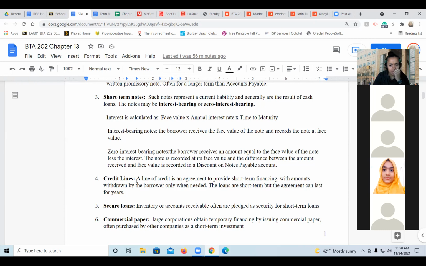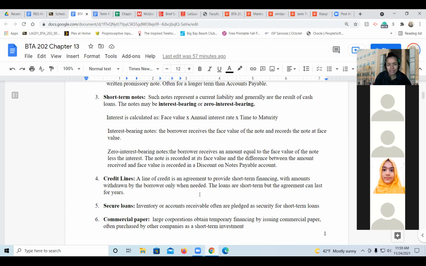So this is something like a formal agreement that is made, and then the company can draw down the money as and when they need it. And even though it is a current liability because it will have to be paid back fairly quickly, some of these lines of credit, the companies have agreements with the bank for many years, but just because the agreement is with the bank for many years doesn't mean that it's actually a long-term liability. The line of credit has to be paid back fairly quickly.